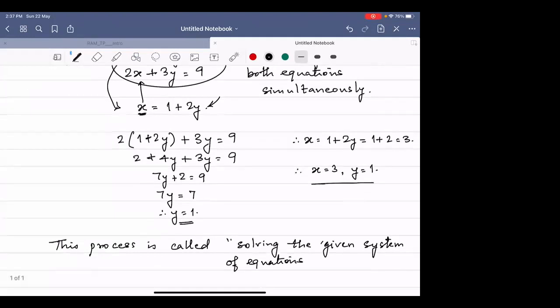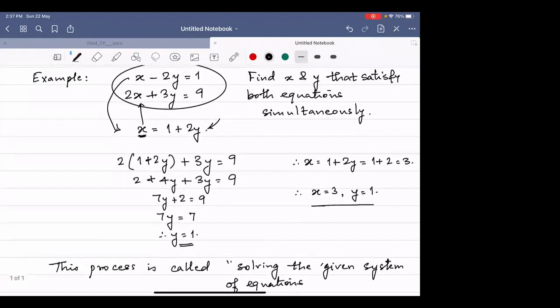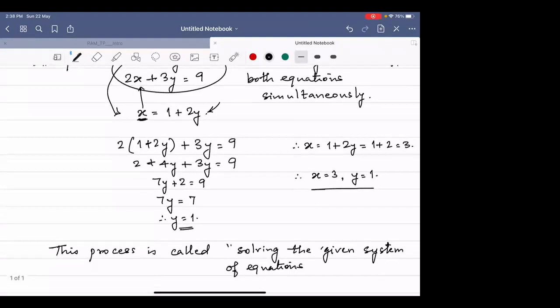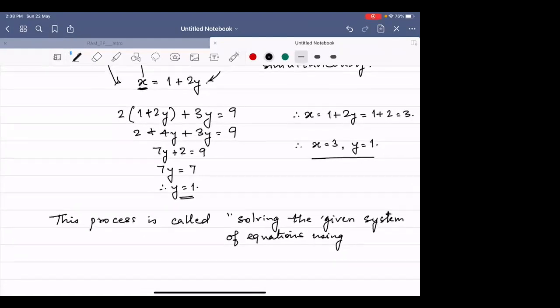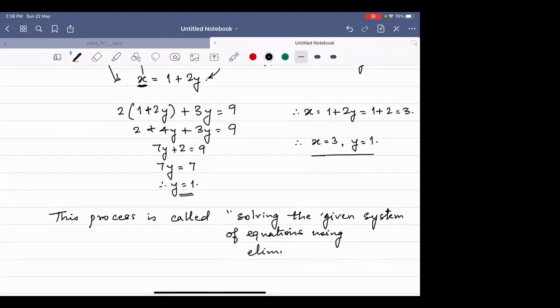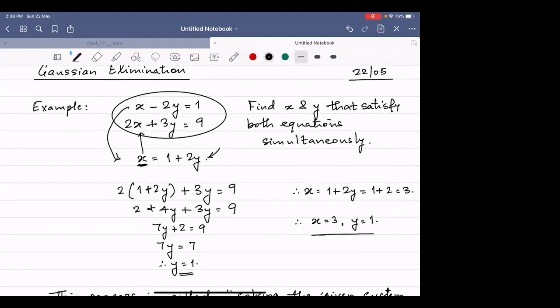And the method that we used here, everything that we did here, if you think of it, we eliminated one variable, right? We eliminated the variable x by making this kind of substitution. So we eliminated the variable x, and so this method is called the method of elimination. So we are solving this given system of equations using elimination. That's what we will say. I'm writing this out because you might be knowing this entire process already.